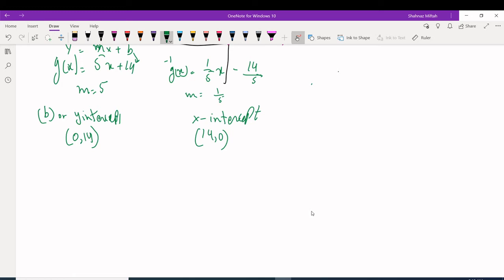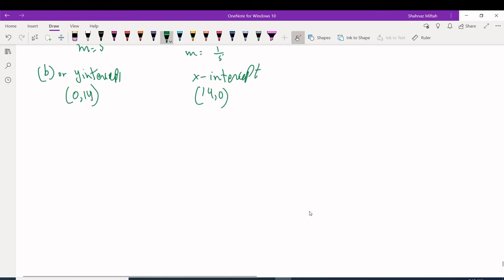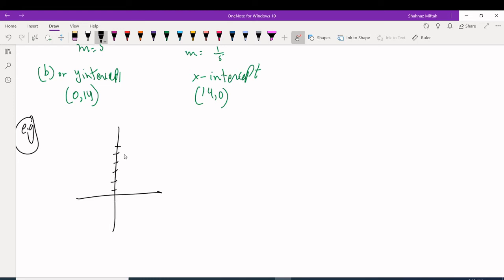Now, let's figure it out. Another example. I have a graph. This is 1, 2, 3, 4, 5, 6, and 1, 2, 3, 4. So my graph is right like this. It's on 4, and this is 1, 2, 3, 4, 5, 6. So this is how the graph looks.